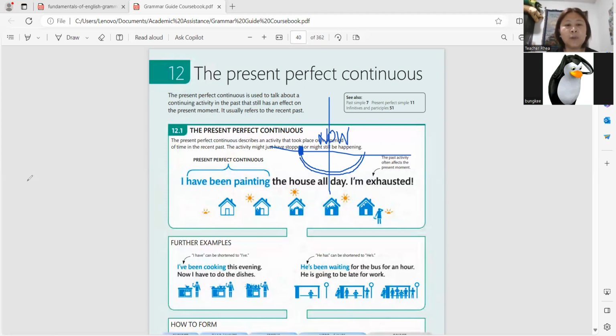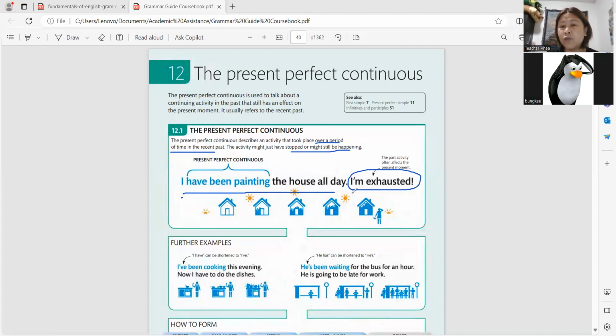The present perfect continuous describes an activity that took place over a period of time in the recent past. So you can also use since and for in this tense. The activity might have just stopped or might still be happening. So for example, we have here, I have been painting the house all day. So I've been painting the house all day, and this is the activity. Because you have been painting the house all day, you feel exhausted. So I'm exhausted. You're tired.